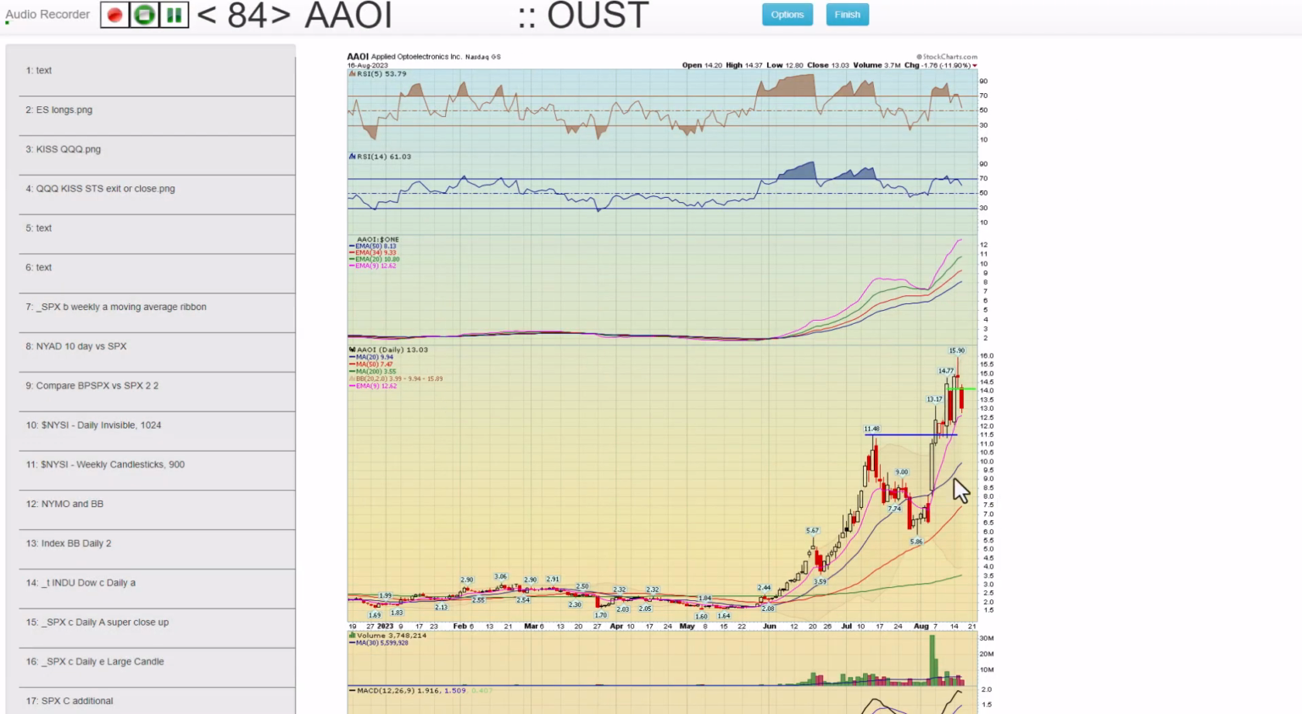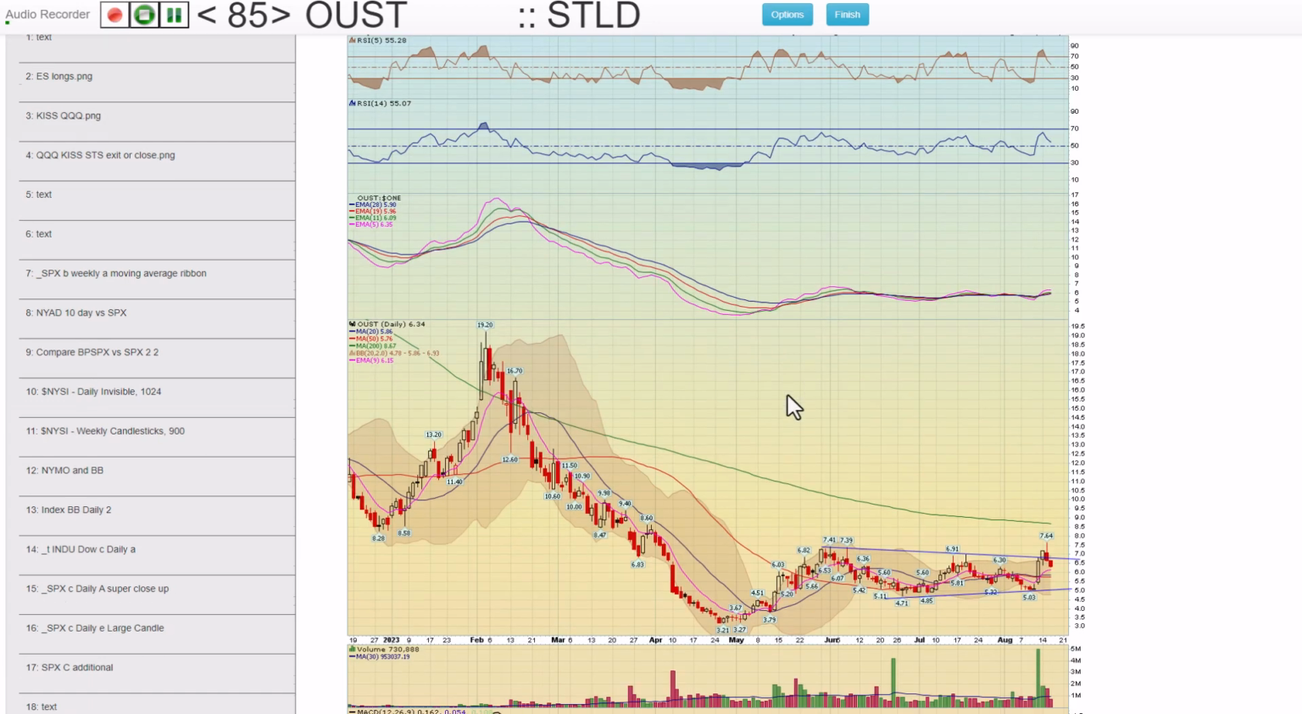Chart 84, AAOI was another one. Gave a nice trade in August. This is a long idea of mine a couple weeks ago. And then last night, Steve gave it as a short below this doji, and you got a nice little short trade out of that.